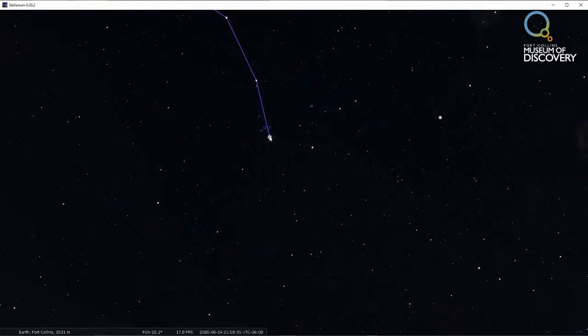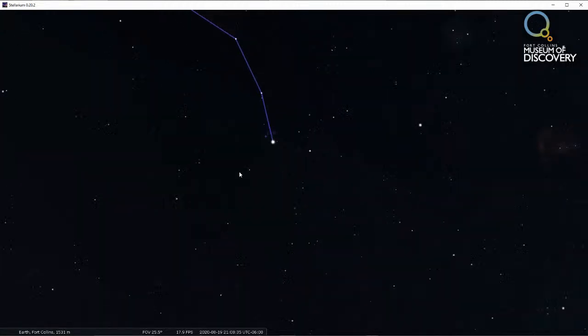And so night after night, if you were to take a picture of it, you would see Polaris making a small circle around this North Celestial Pole. But where exactly does this movement, or in Polaris's case, lack of movement, come from?